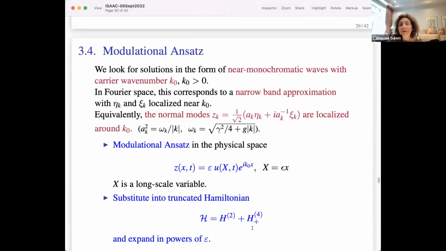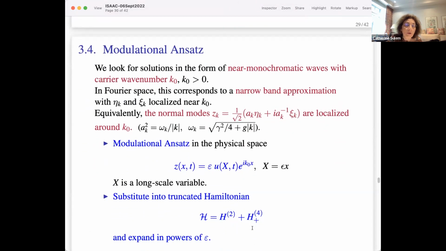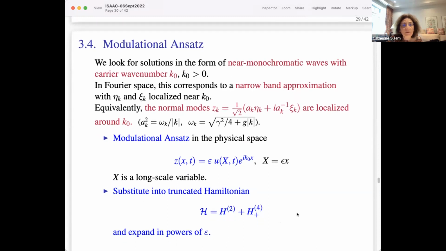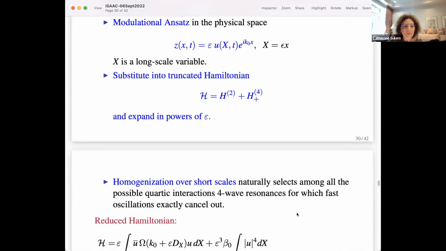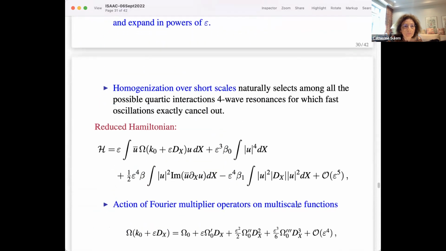And finally, in this H4, in this setting of new variables, one substitutes the modulation ansatz, expands in powers of epsilon, and finally, I would just write.